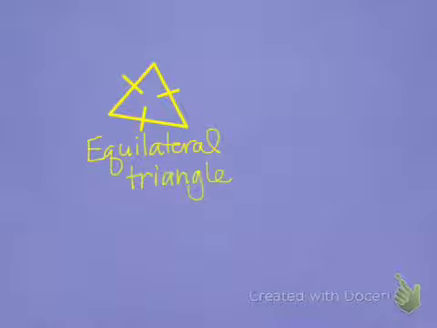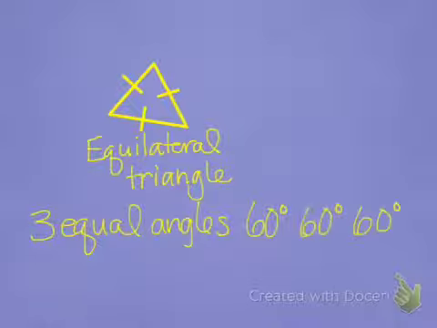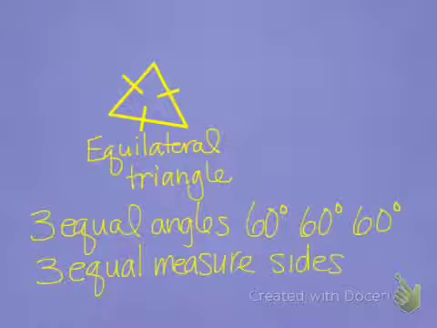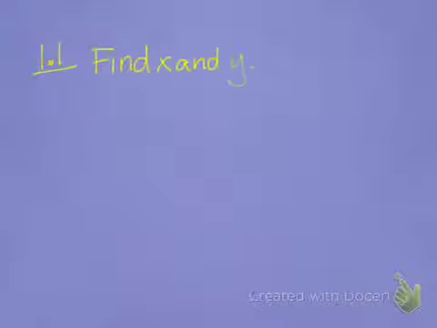An equilateral triangle has all three sides the same and all three angles the same. The angles are always going to be 60 degrees, 60 degrees, and 60 degrees. So for our first example, find x and y. We can see that we have an isosceles triangle.